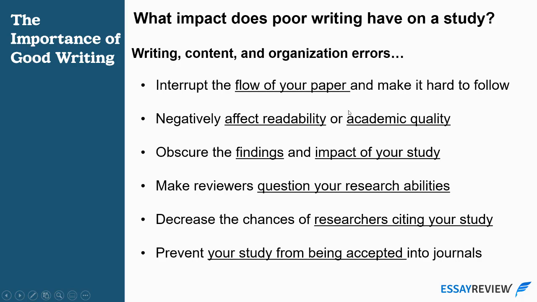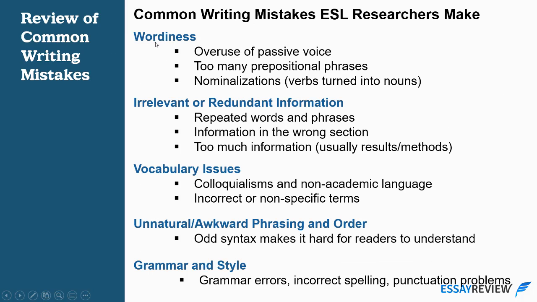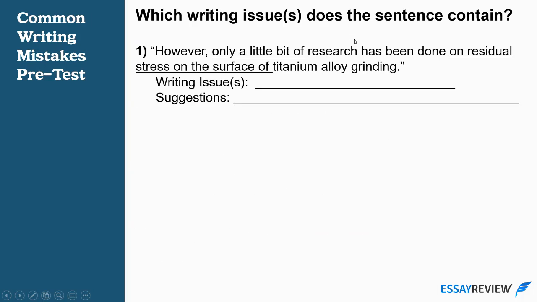Let's just say poor writing has a negative impact on the study and on your potential to be accepted into journals. Your work might not be accepted if your writing is not good. In reviewing these, I want to talk in a little more detail. So we have wordiness again, irrelevant, redundant information, vocabulary, unnatural phrasing and order, and then grammar and style has its own category now because I want to go into some specific punctuation, grammar, and style issues.